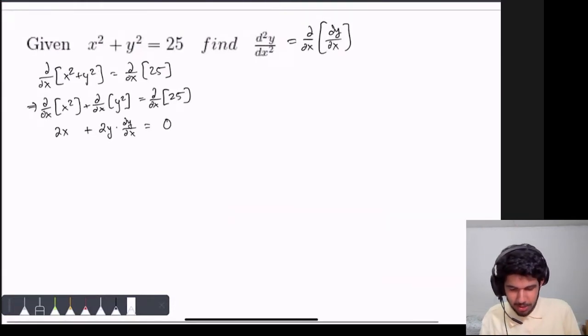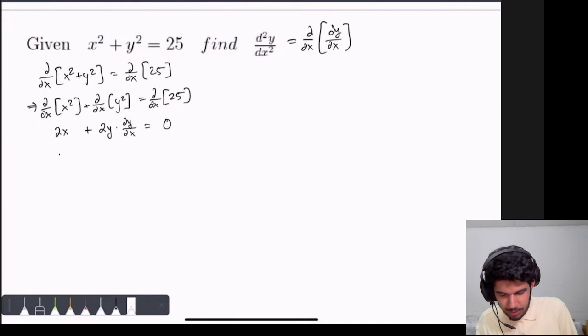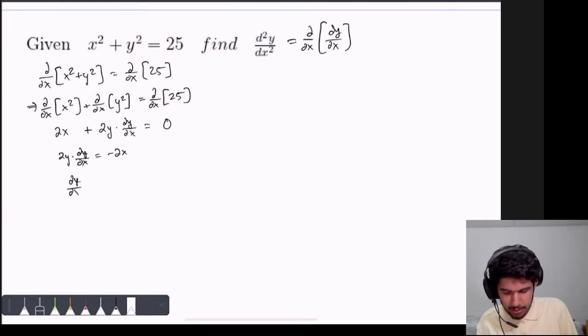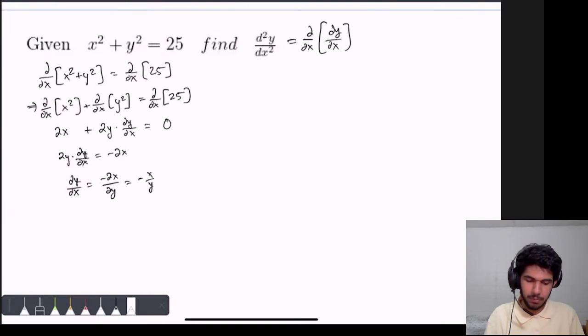I'm going to erase this 1 here because it looks like a prime, but it's not a prime. And now we can just solve for dy/dx. So 2y times dy/dx equals negative 2x. And that tells us that dy/dx equals negative 2x over 2y, which is equal to negative x over y. Cool. But we want d squared y/dx squared. So we have to take the derivative of that again.